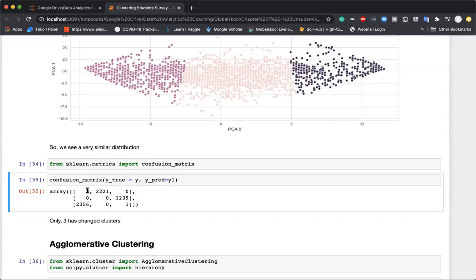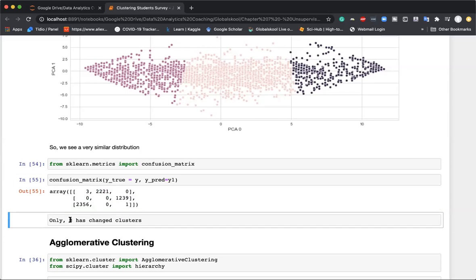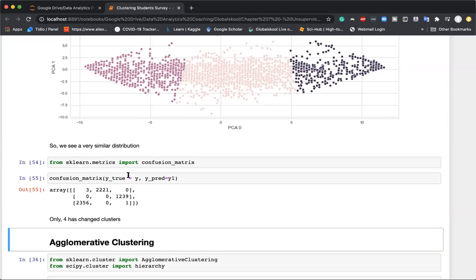So only these 3 points have changed in terms of the first row. In the second row, we have 1239 talked as one group, and here we have these 1239 and 1 additional, so 1240 is one group. So we in fact have only 4 changes, at least in this run that I have.